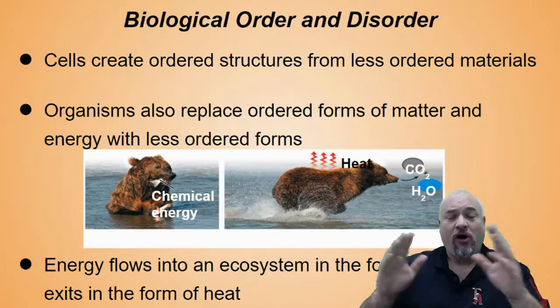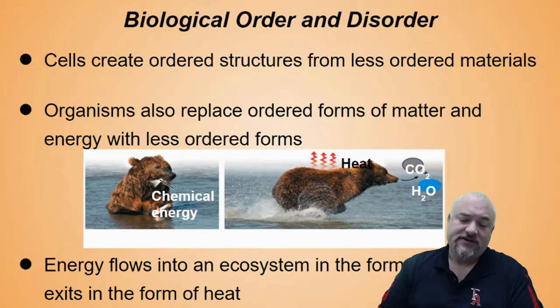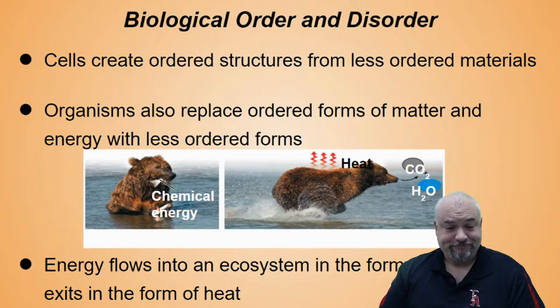So overall, energy flows into an ecosystem in the form of light and exits in the form of heat. We can't break the second law of thermodynamics. The universe is always tending towards disorder or entropy. Even living things that fight against that for a time, in the end, we create more disorder than order. And this bottom one is why energy flows in an ecosystem in the form of light. That's why we always need an energy input from somewhere on this planet to keep life going.